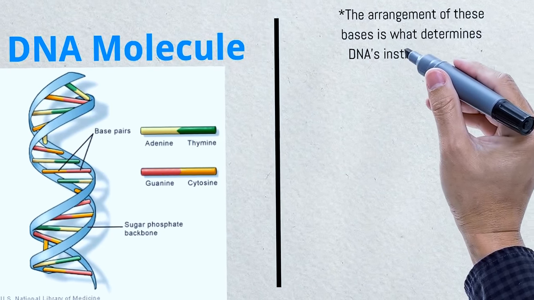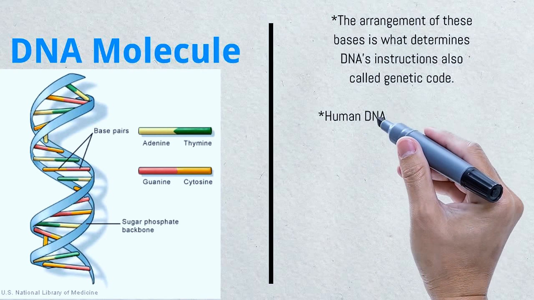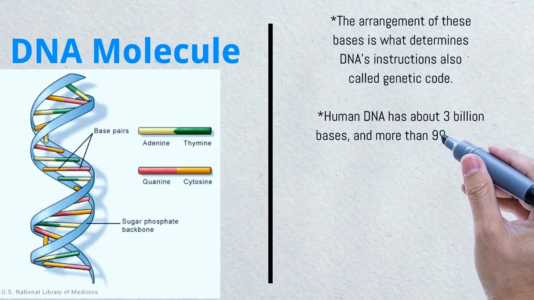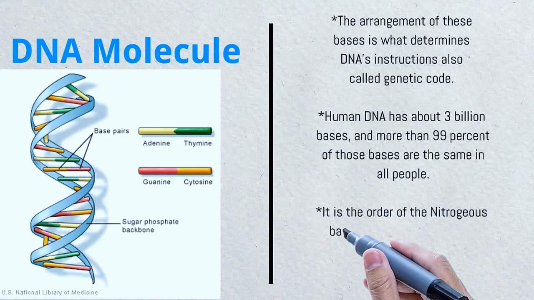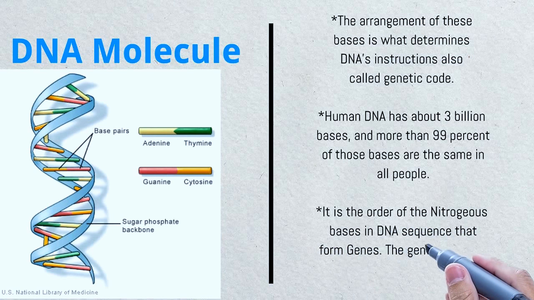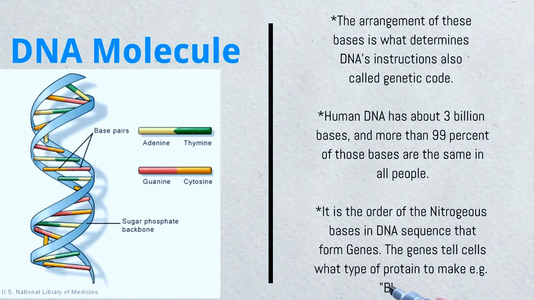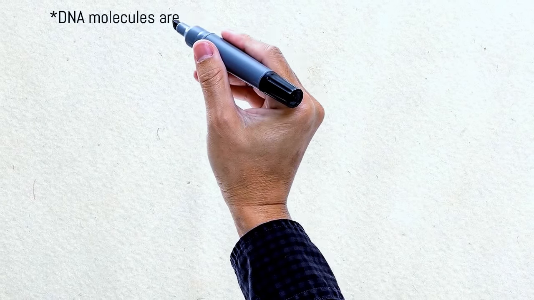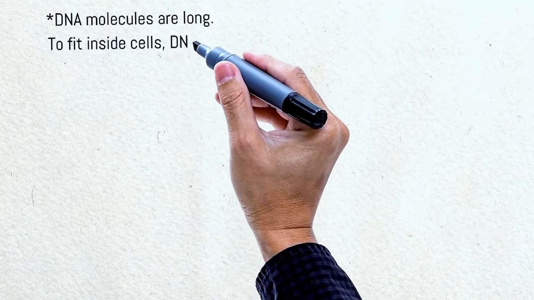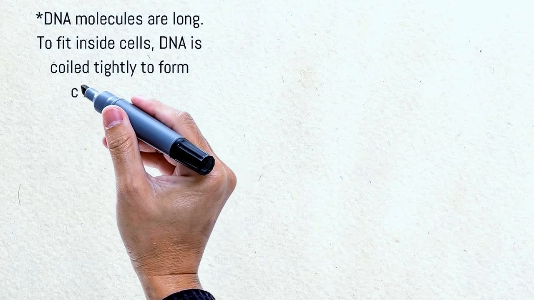The arrangement of these bases is what determines what is called the genetic code or the DNA instructions. Human DNA has about 3 billion bases, and more than 99% of those bases are the same in all people. It is the order of the nitrogenous bases, or the sequence, that forms what is called the genes. The genes tell the cells what type of protein to make, and that protein includes, for instance, blood.